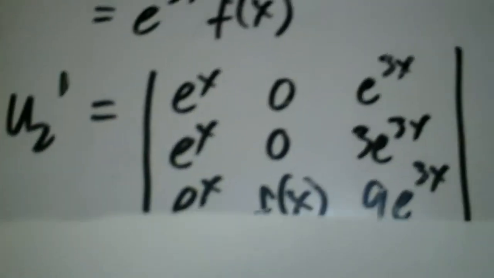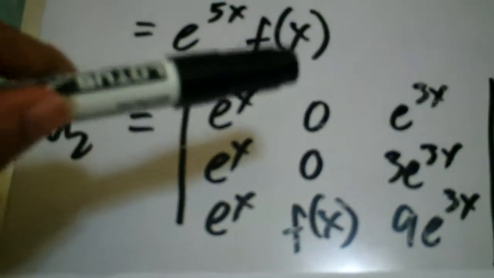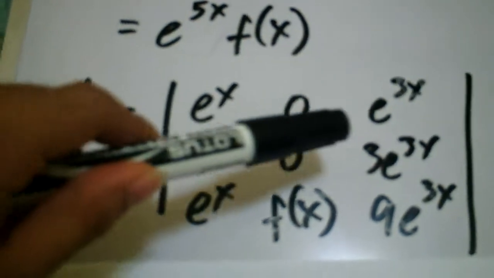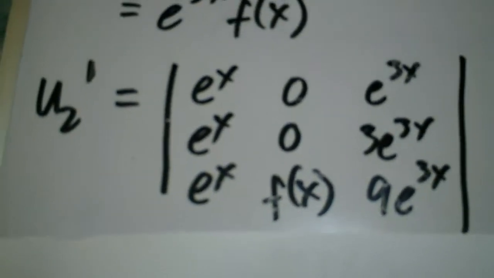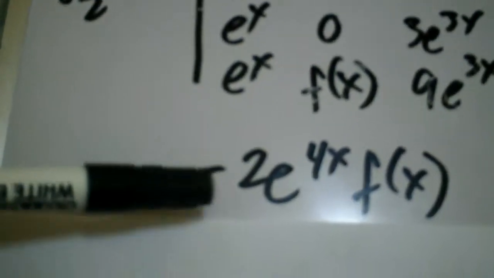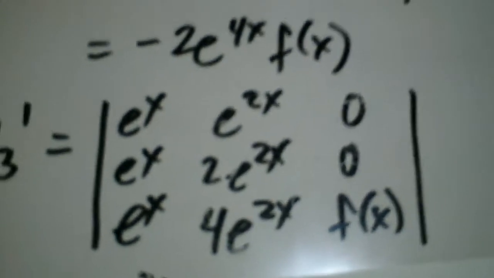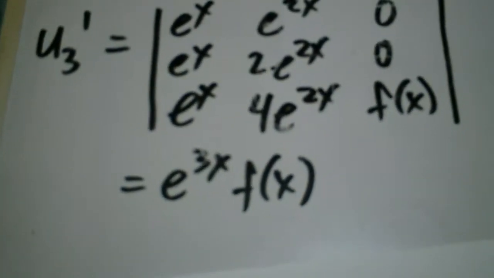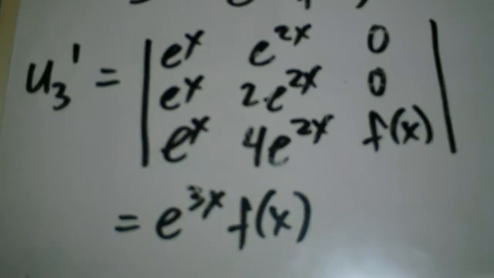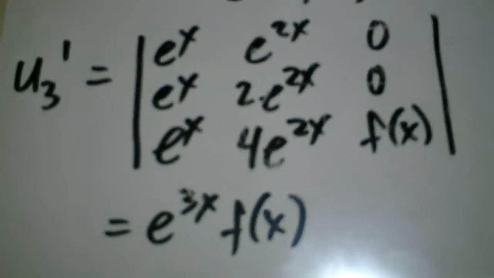Again, for the u2 prime, e to the x in the first line, now we let 0 on the second line, then e to the 3x, 3 e to the 3x, and e to the 3x. Again using Cramer's rule, we get negative 2 e to the 4x f of x. And for the u3 prime, we let the third line be 0. So we will get e to the 3x f of x. So now we have our u1 prime, u2 prime, u3 prime, and we will now divide these by W.